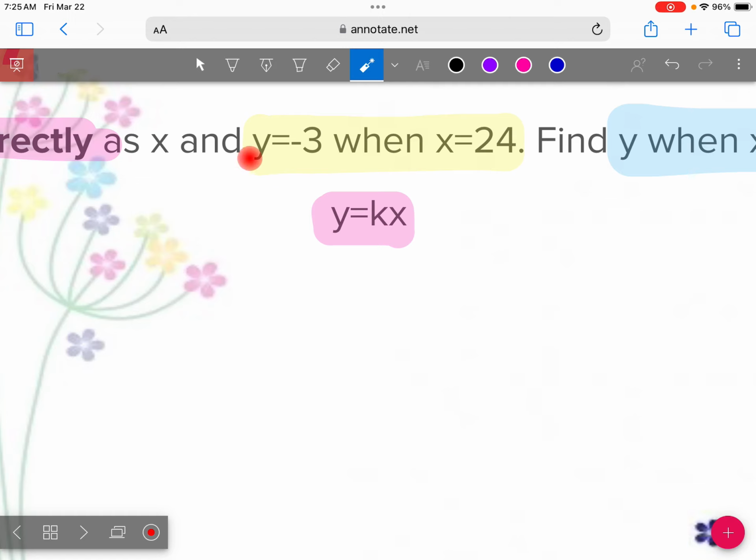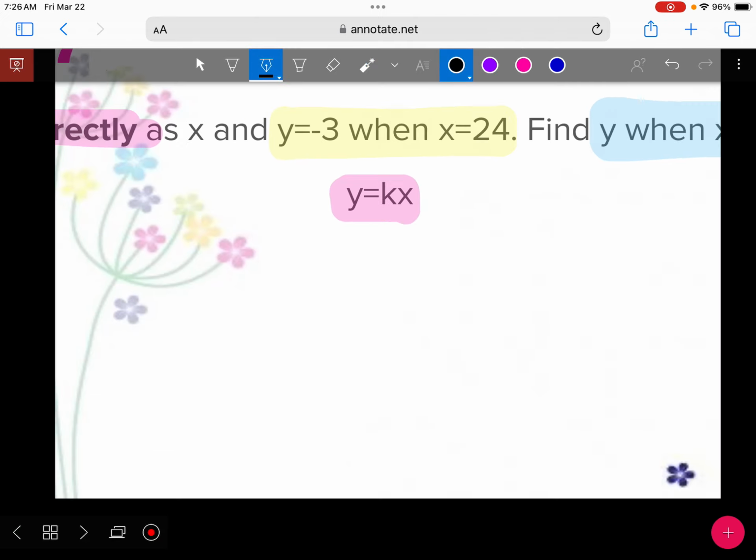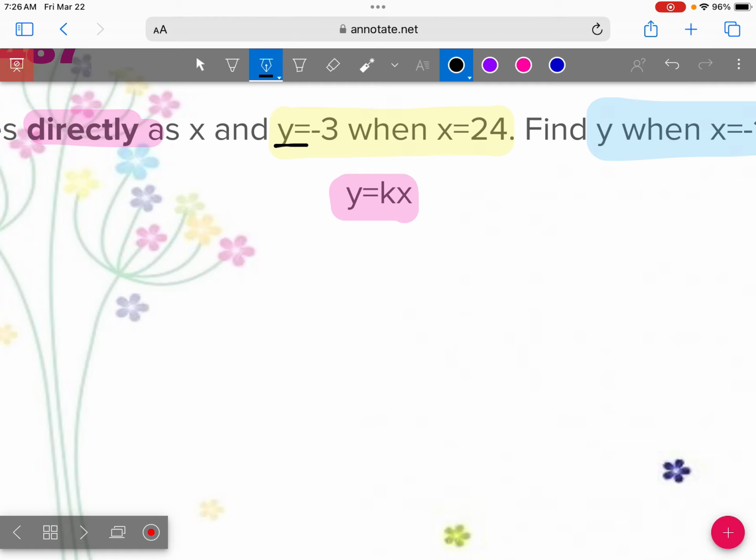So if I know that y equals -3 when x equals 24, we're going to substitute those into this equation. So we know that y equals -3 means -3 equals some k times x is 24.